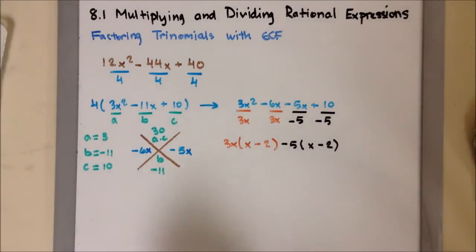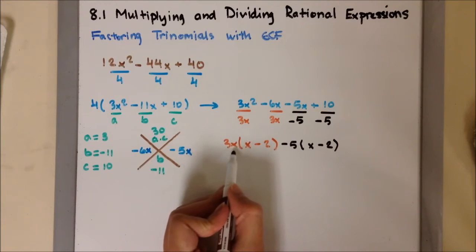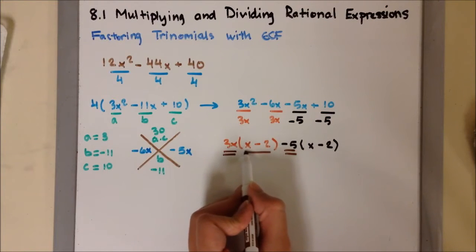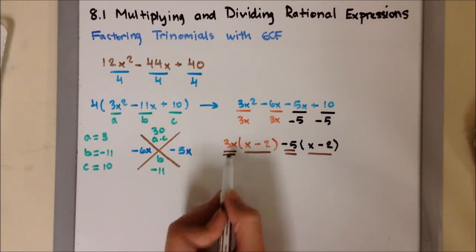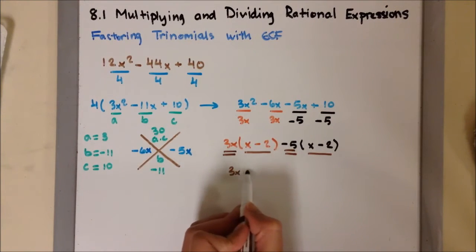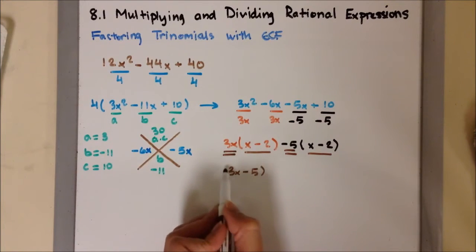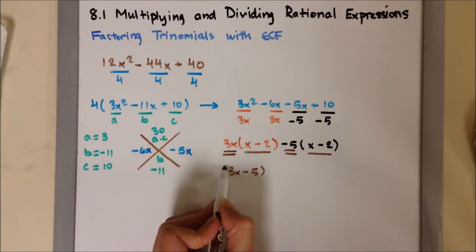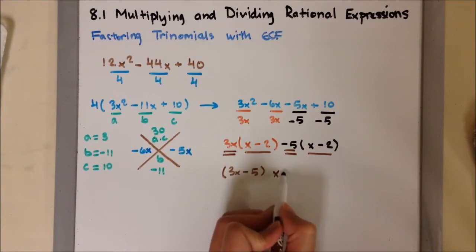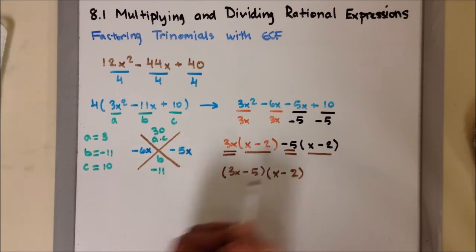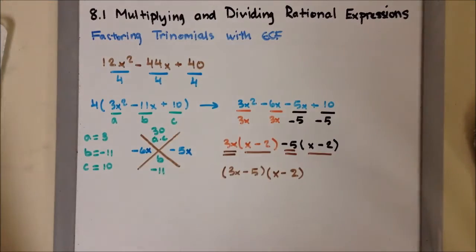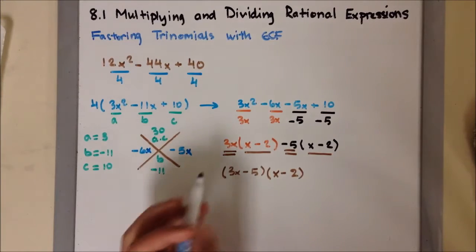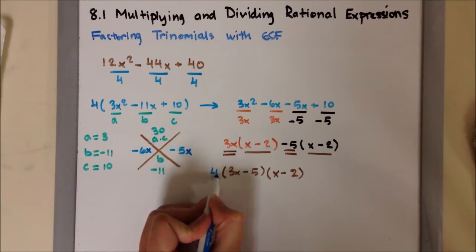Now I'm going to group my outside factors since the inside of the parentheses are exactly the same. So it's going to be 3x minus 5, and then write that parenthesis, and then x minus 2. But don't forget, you still have that GCF that was outside of parentheses, so let's put that 4 back over here.